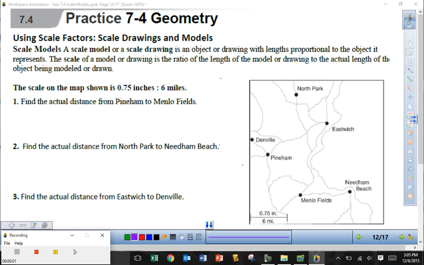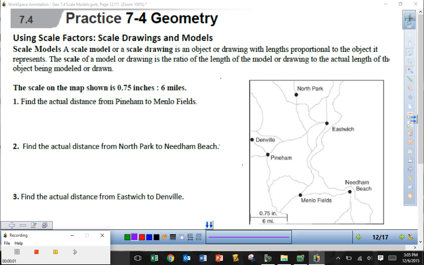Today we're going to talk about using scale factors. We're going to use them in scale drawings or models, which is just an object or a drawing that has lengths proportional to the object it represents, okay? So what we're going to do is use the ratio of length of the model to determine the actual length of the object that it's representing.